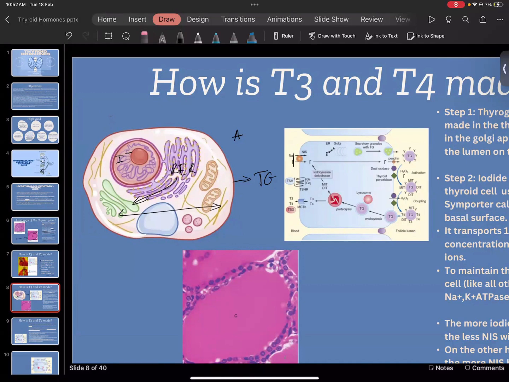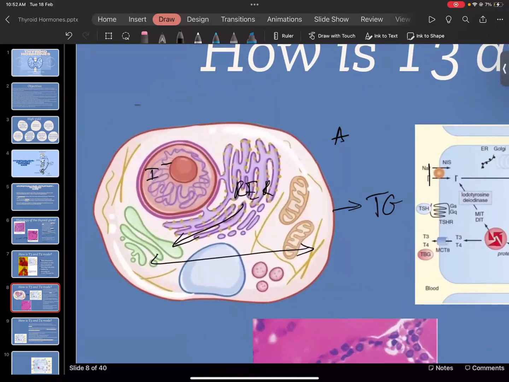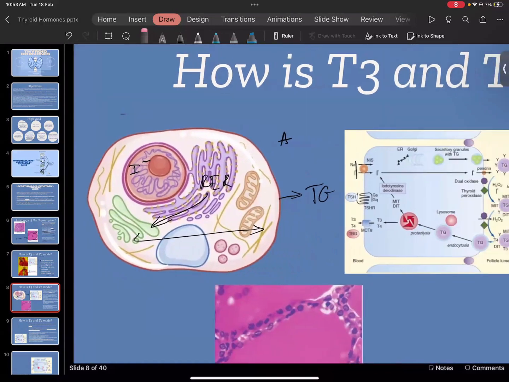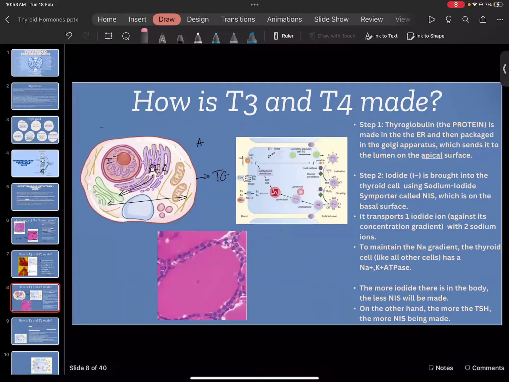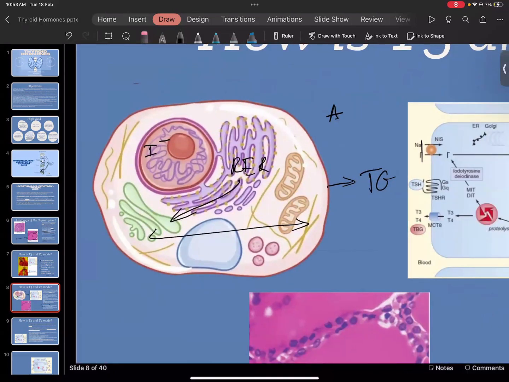The thing that's important here is that the concentration of sodium outside of the cell is more than inside. So sodium is going down its concentration gradient and it takes iodide with it. And to maintain this concentration gradient, like any other cell, the thyroid cell has the sodium potassium ATPase. Okay, so the first step we said is that iodide goes through the NIS.